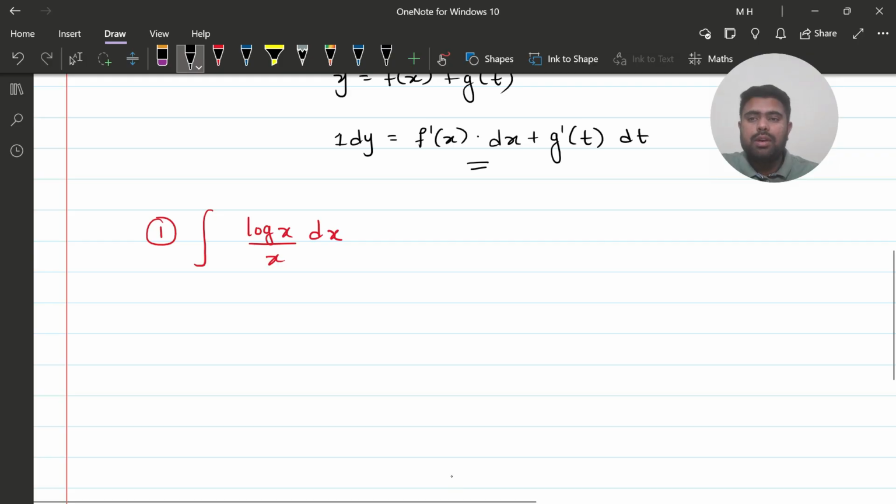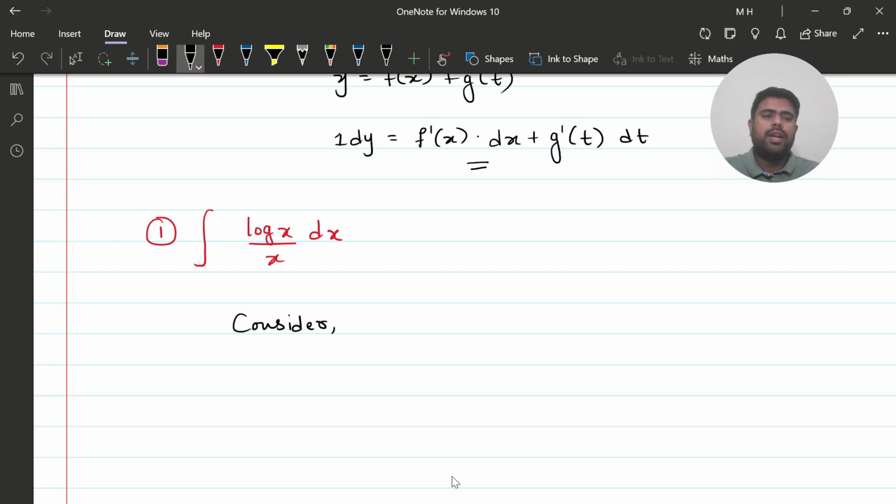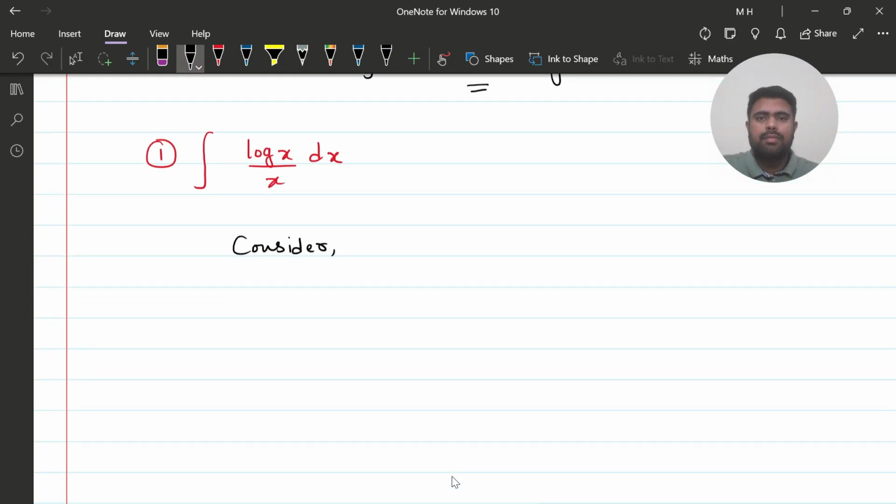So what I will do now is consider the given integral, and you should practice this: whenever an integral is given, call it I, so that you will have an equation in the very first step. So I equals integral of log x divided by x dx. Since this is the first question, I will just write it as 1 by x into log x dx.